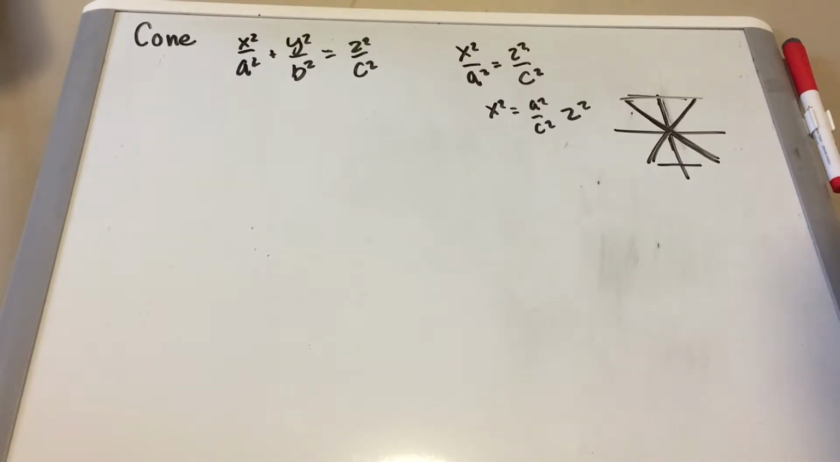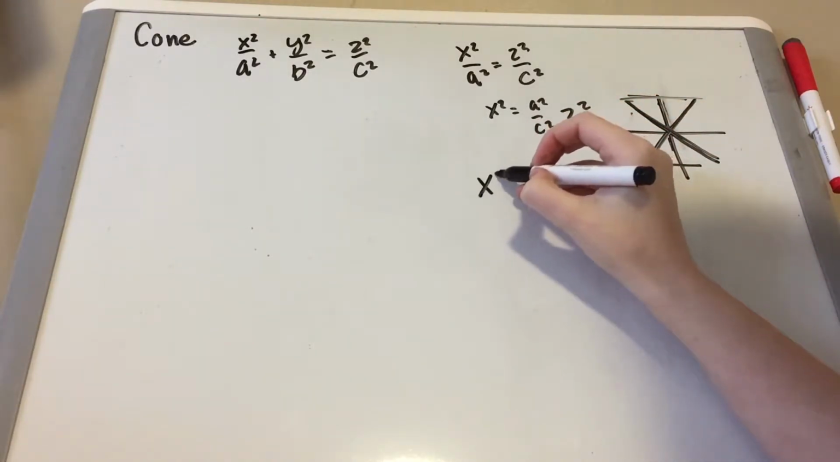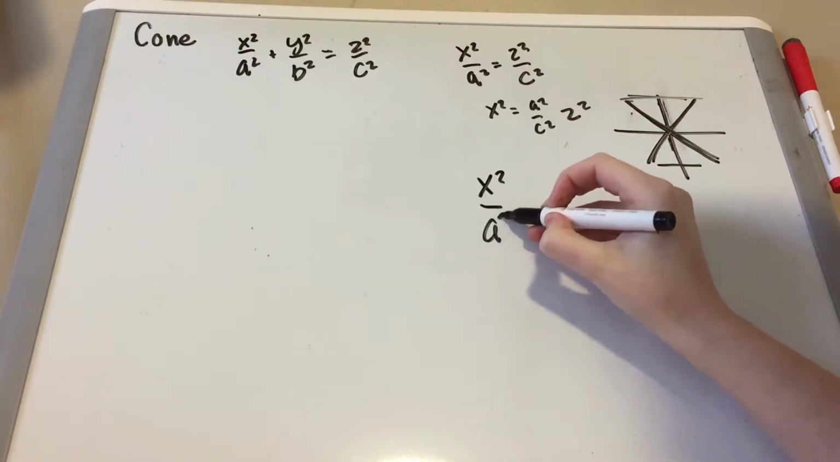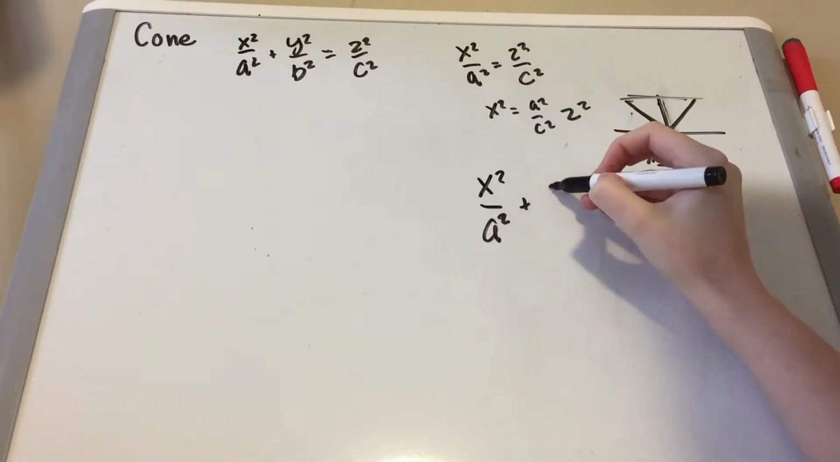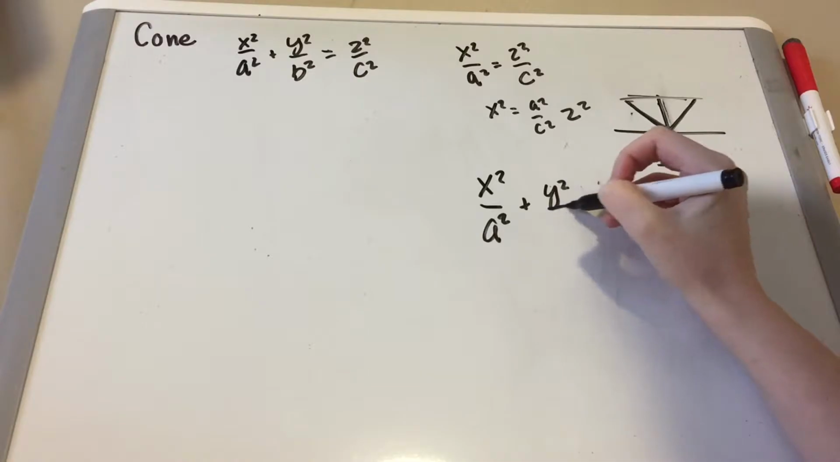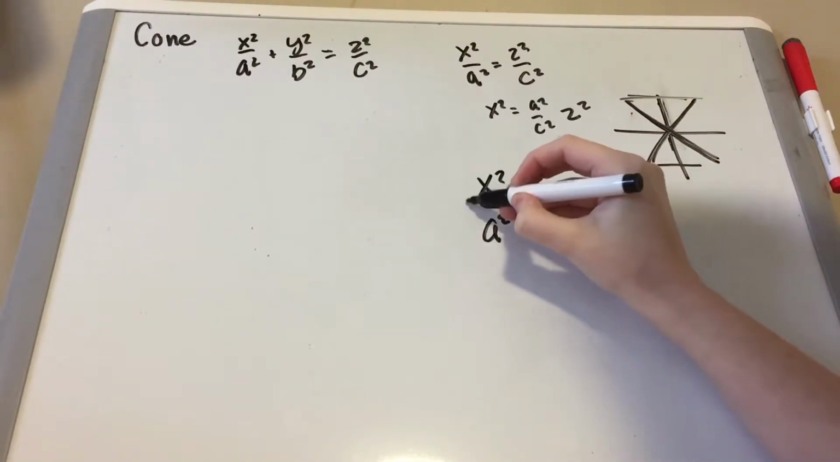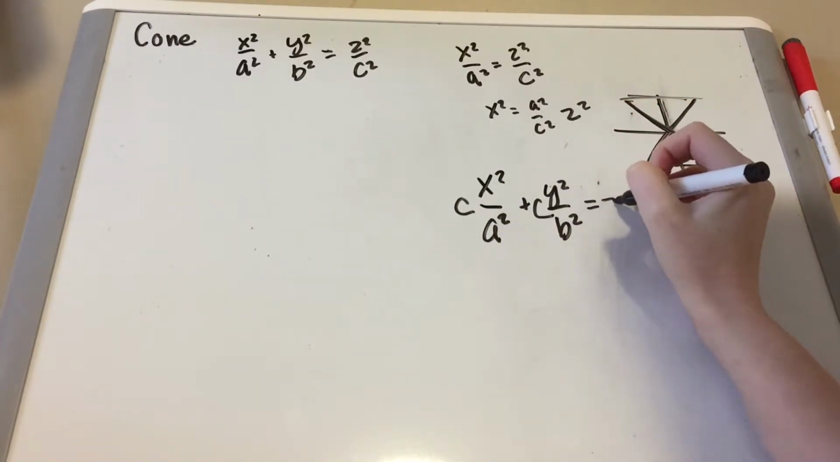However, when y is merely a constant that is not 0, or x is a constant that is not 0, we're going to get the equation of a parabola. Times c equals z.